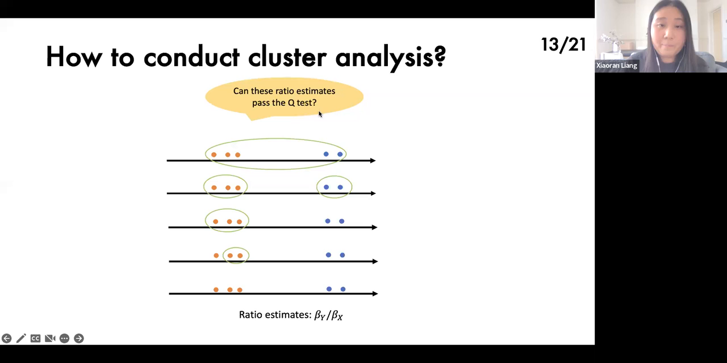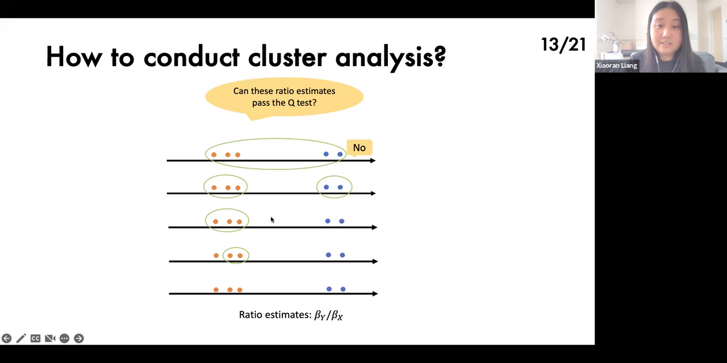We apply the Q-test from the top of the merging path, which is the biggest cluster that contains all the ratio estimates. We apply the Q-test to the ratio estimates in this big cluster, and we ask, can these ratio estimates pass the similarity check? Can these ratio estimates pass the Q-test? In this case, we would get a no, because all those ratio estimates are very different, since they are surrounding different causal effects. So we will get rejected by the Q-test.